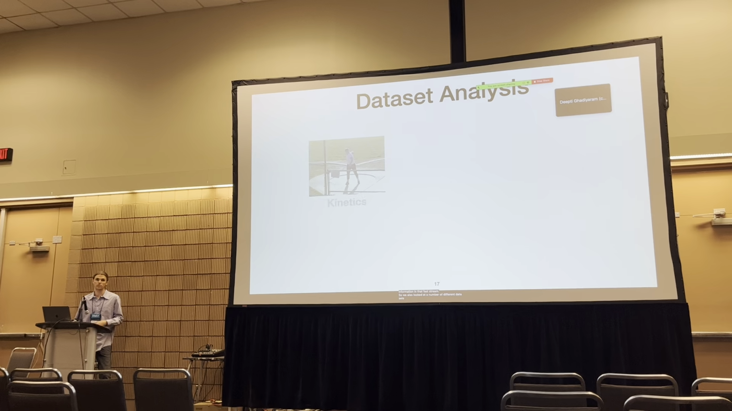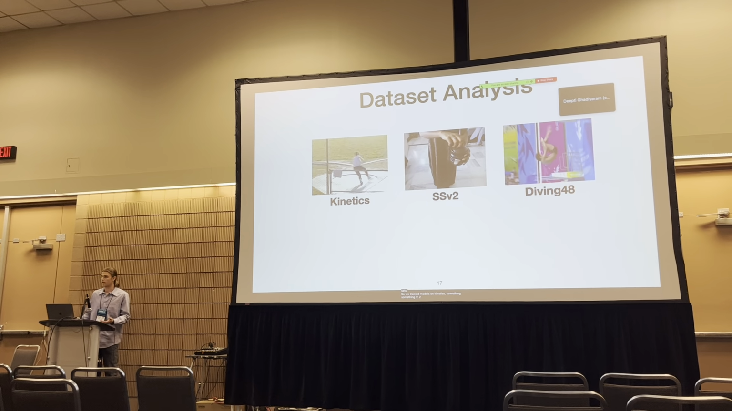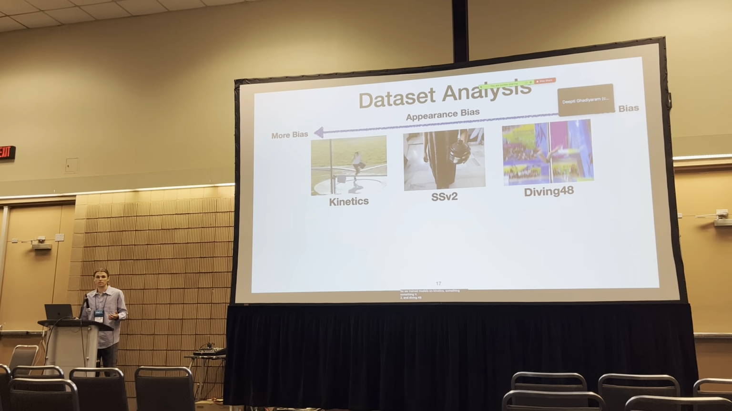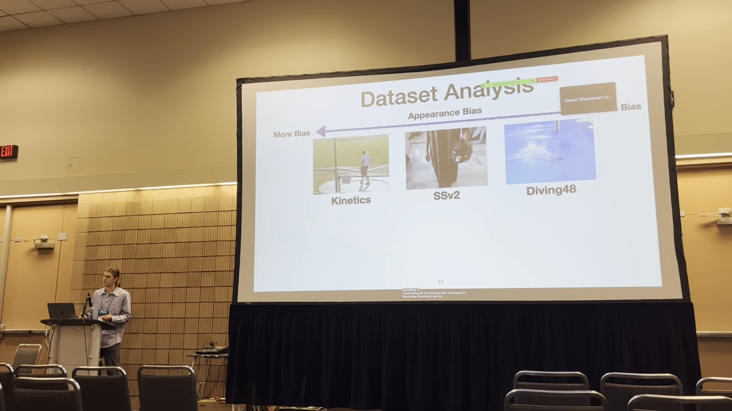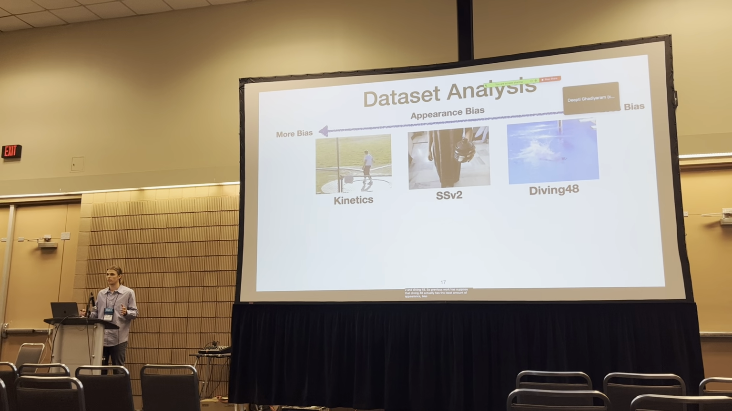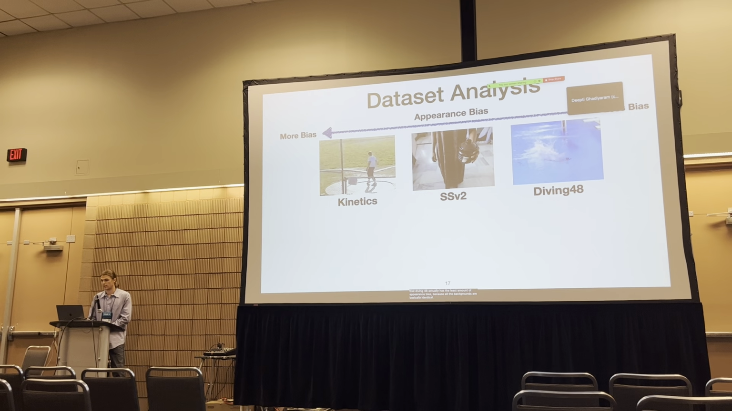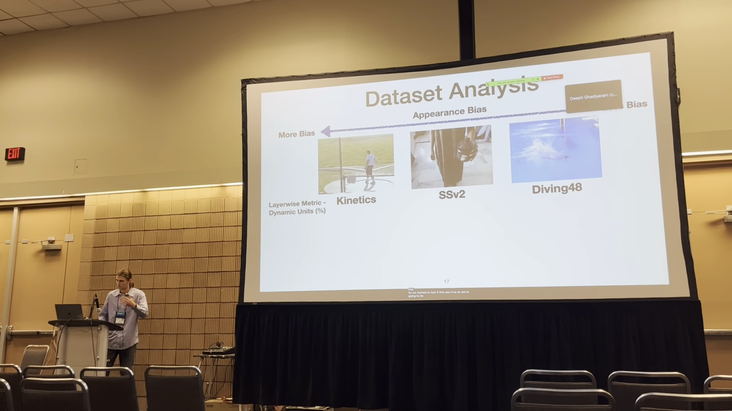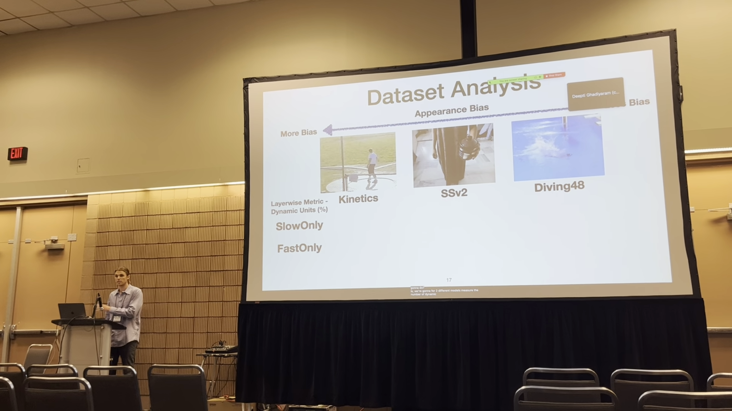So we trained models on Kinetics, Something-Something v2, and Diving48. Previous work has supposed that Diving48 actually has the least amount of appearance bias because all the backgrounds are basically identical, right? They're all dives, it's all pools and things like that. So we wanted to test if this was true. So what we're going to do is, for two different models, measure the number of dynamic units contained in the model.